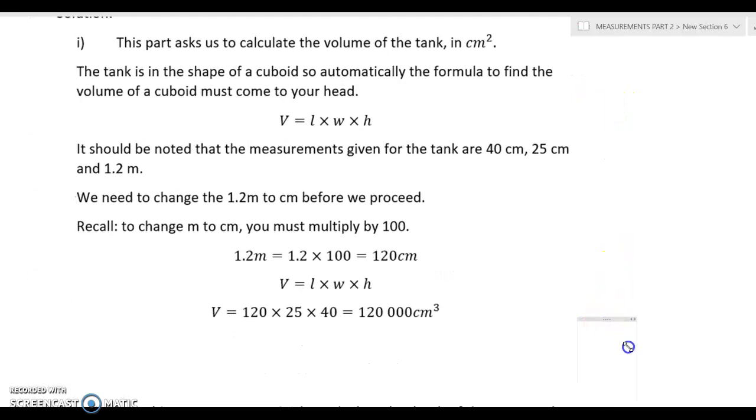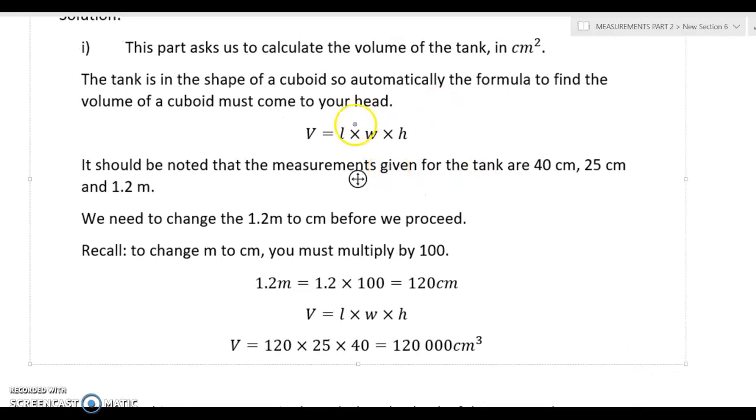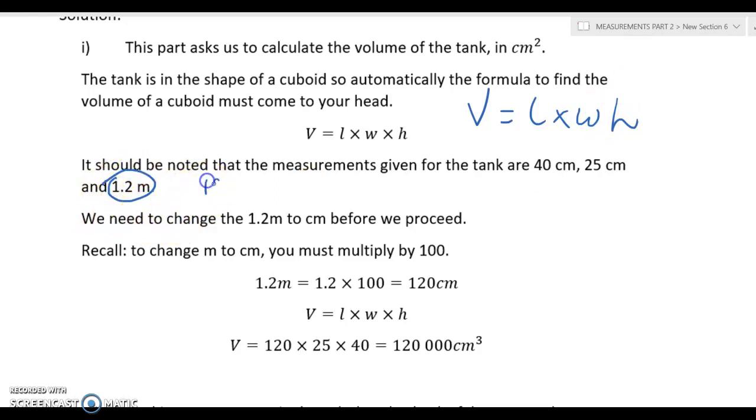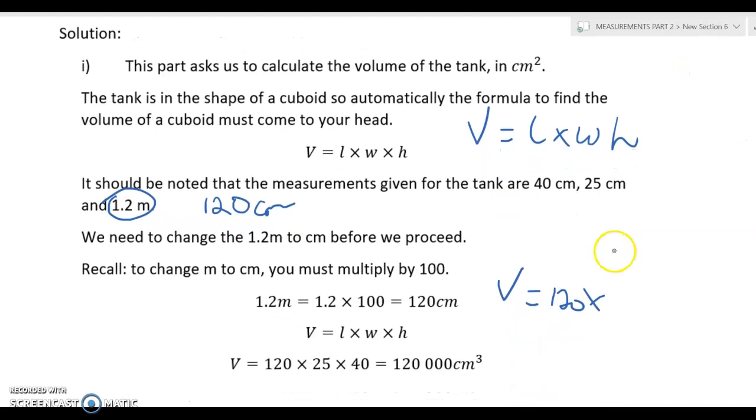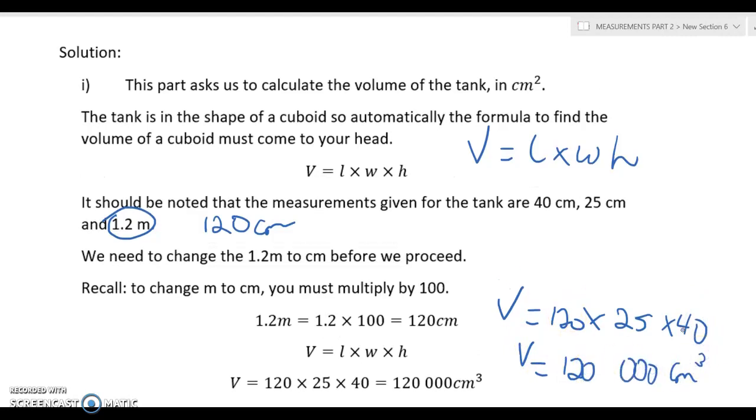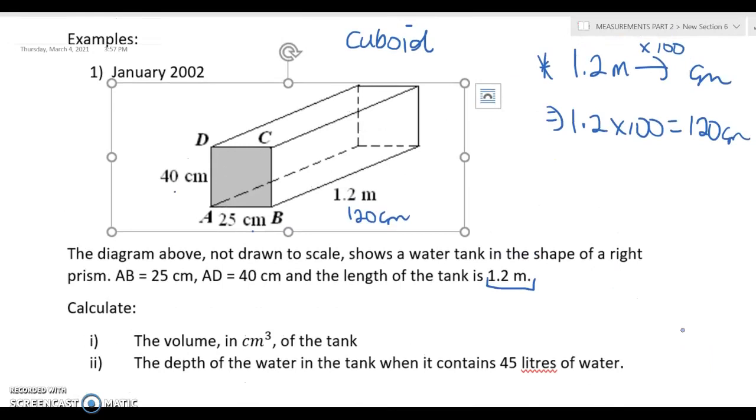So this part asks us to calculate the volume of the tank. And we know volume equals length by width by height. I mentioned here that 1.2, which we changed already, is really 120 cm. And then once you convert it, you just multiply the three numbers. So you get 120 by 25 by 40, and that's how we get our volume. Very, very big number. So again, cuboid, they gave you the length, the width, and the height, easy to find the volume.